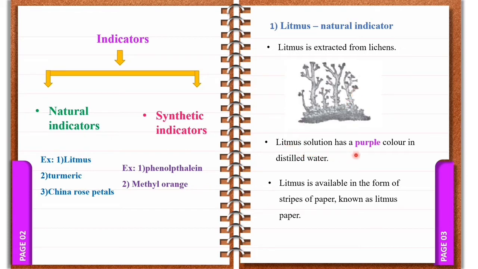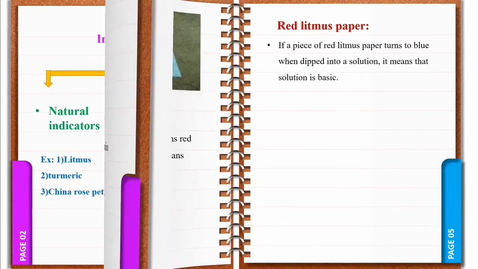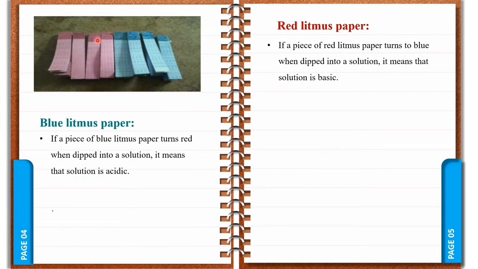Litmus solution has a purple color in distilled water. The general color of the solution of litmus will be purple. Litmus is available in the form of strips of paper known as litmus paper. Generally, litmus paper is available in two colors. One is blue litmus paper and the other is red litmus paper. First we will discuss blue litmus paper. Later we will discuss red litmus paper.